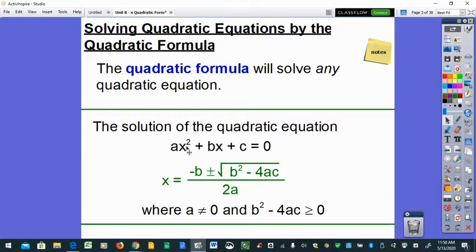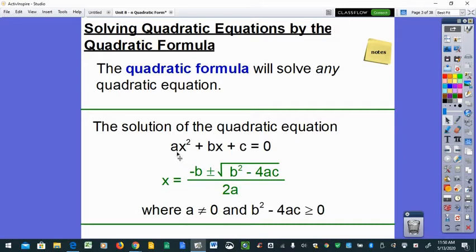And here is your standard form of a quadratic equation, and the quadratic formula is the green guy right here. So you find your x equals, it's going to be the opposite of b, plus or minus the square root of b squared minus 4ac all over 2a.